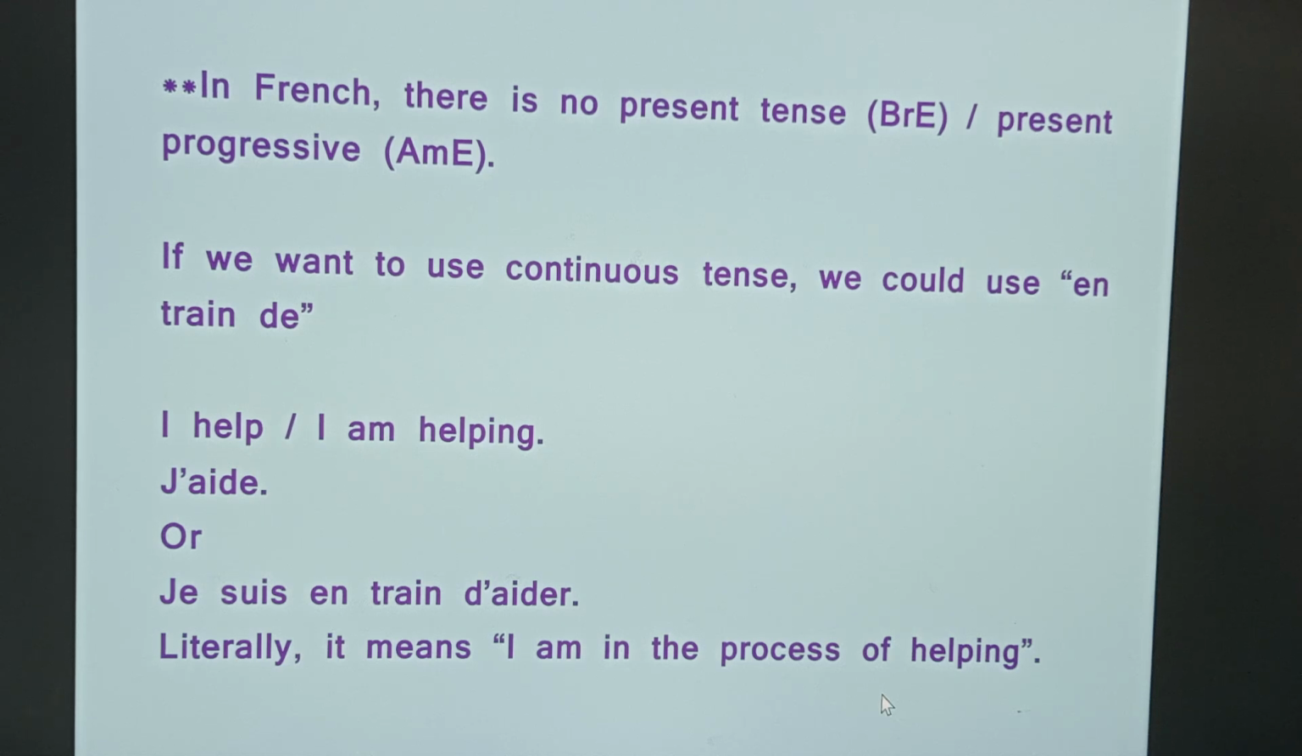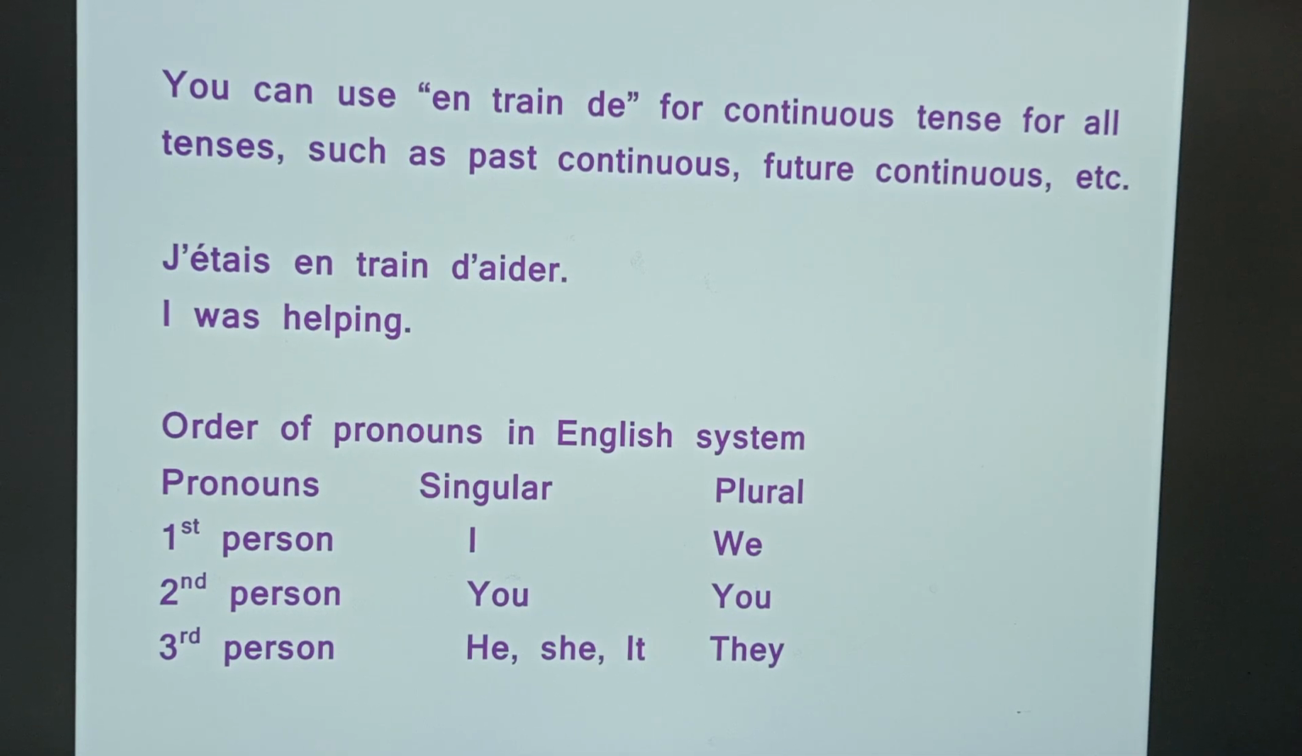Okay? J'aide. You can always say for both j'aide or je suis en train d'aider. So literally, what does it mean? I am in the process of helping. The en train means in the process, the de means of, aider means helping. As simple as that. And you can use en train de for continuous tense for all tenses, such as past continuous, future continuous, etc. So not to worry about these things. We are going to see all of these things slowly, okay?